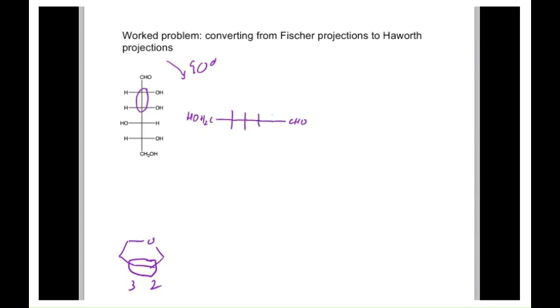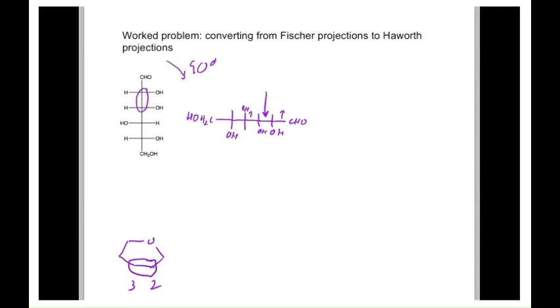Now everything that was on the right-hand side is going to end up down. So we'll have hydroxyl here, hydroxyl there, and hydroxyl there. I'm not going to add in the hydrogens just for simplicity here. The next thing we're going to do is that this bond right there is going to end up at the base. So we're going to bend that bond up and that bond up.